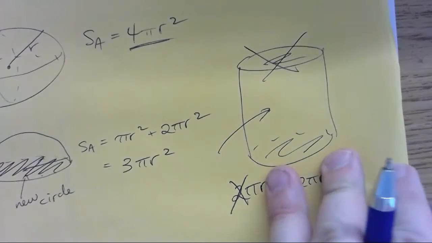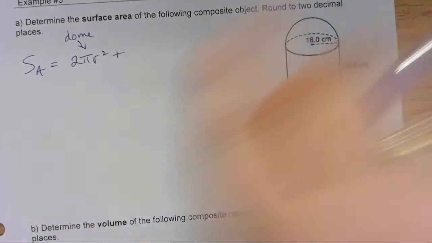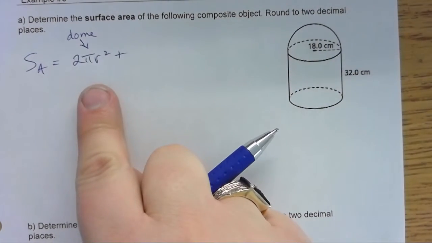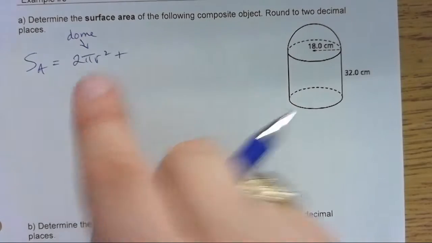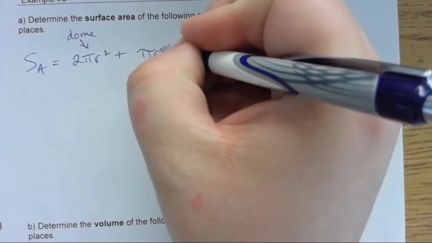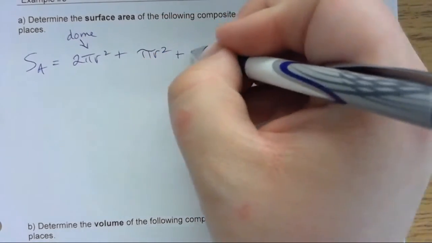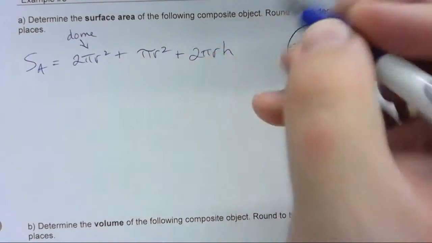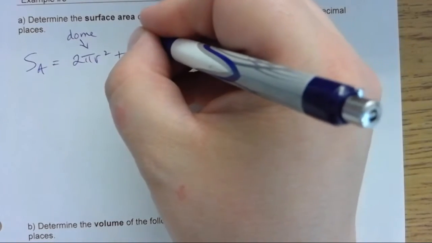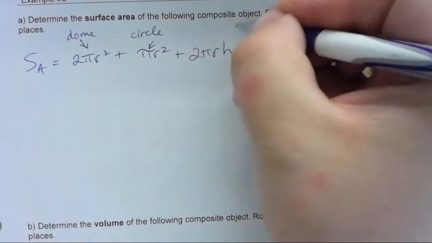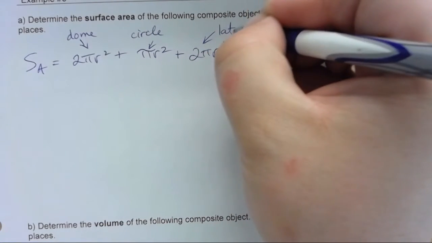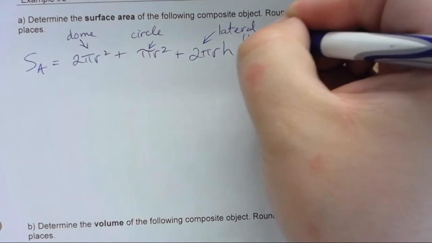So there we go. So let's put that together into our formula. So it's 2 pi r squared plus pi r squared plus 2 pi r h. And again, that's the dome. That's the circle on the bottom. And that's the lateral surface area, or sometimes we call that the label.